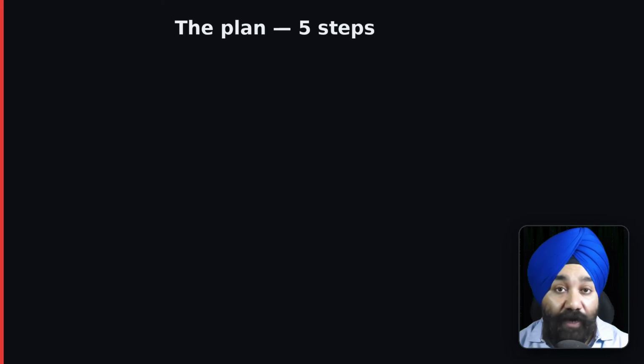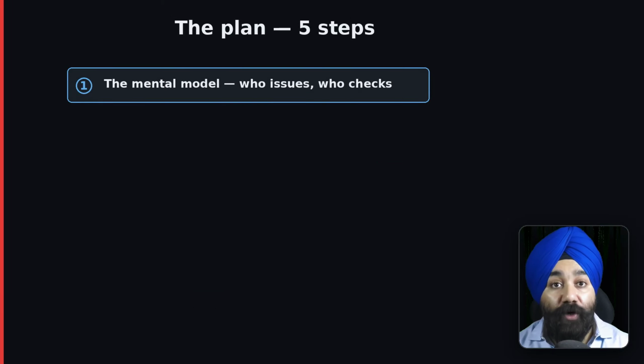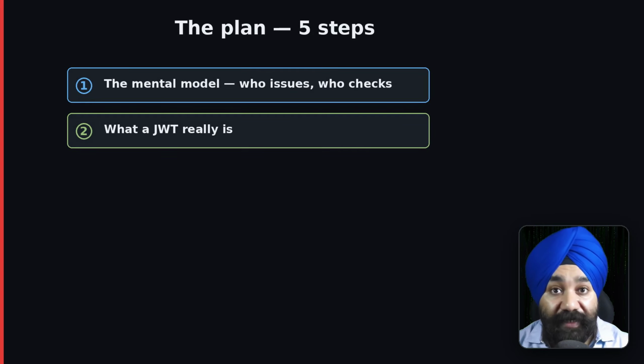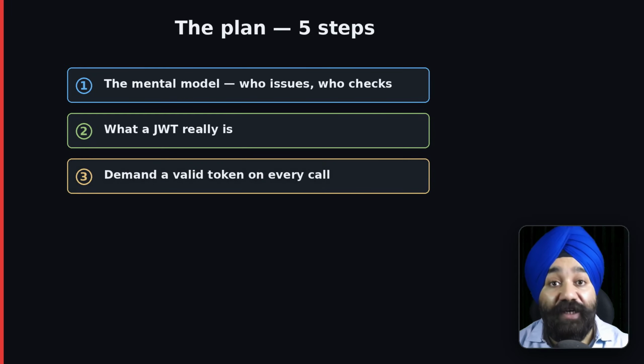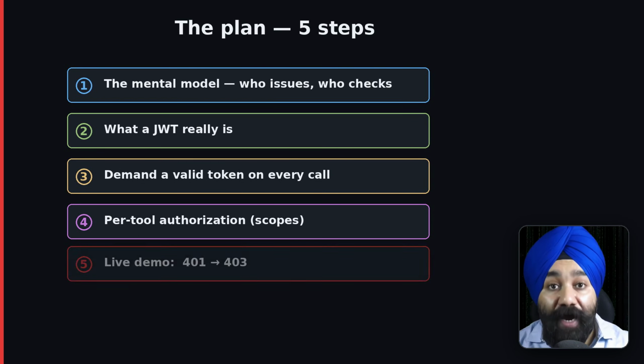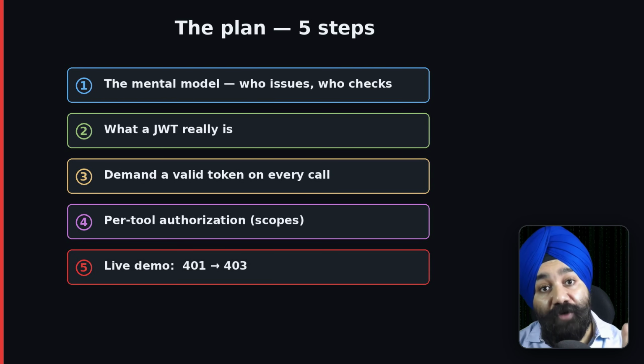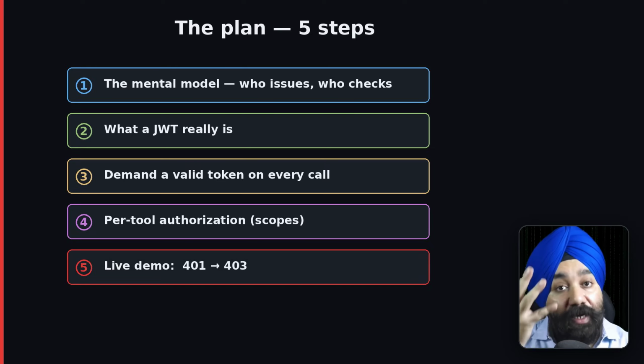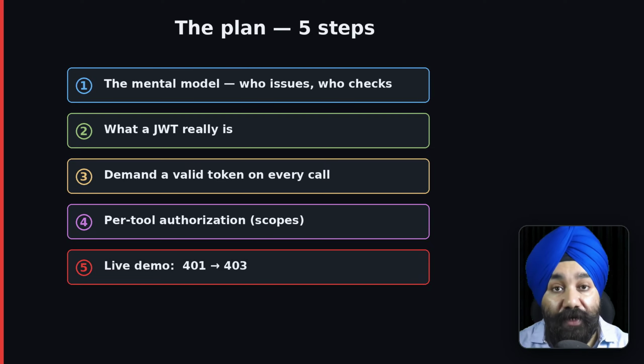Here's the plan in 5 steps. First, the mental model: who hands out tokens and who checks them. Second, what a JWT actually is inside. Third, we make our server demand a valid token on every single call. Fourth, finer control, so only certain callers can cancel an order. And fifth, the money moment, where we watch an unauthorized request get rejected, live. Stay with me, because step 5 is very satisfying.